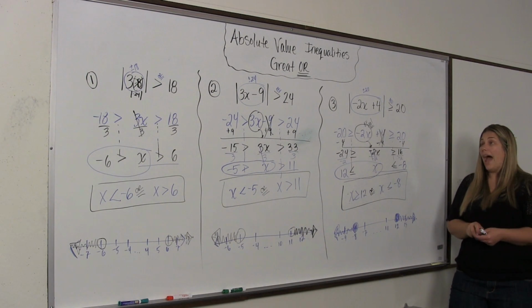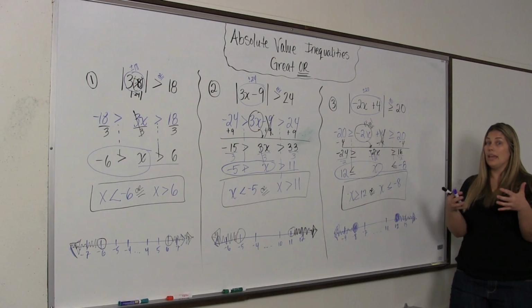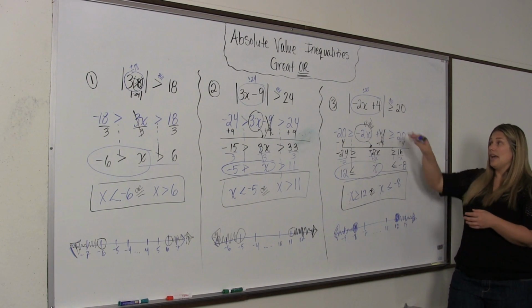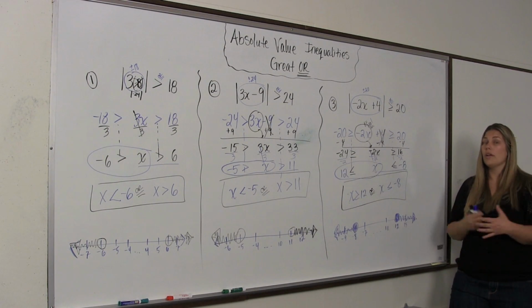So remember, with absolute value inequalities, if the absolute value is less than, it's going to become an and. If the absolute value is greater, it's going to become an or inequality.